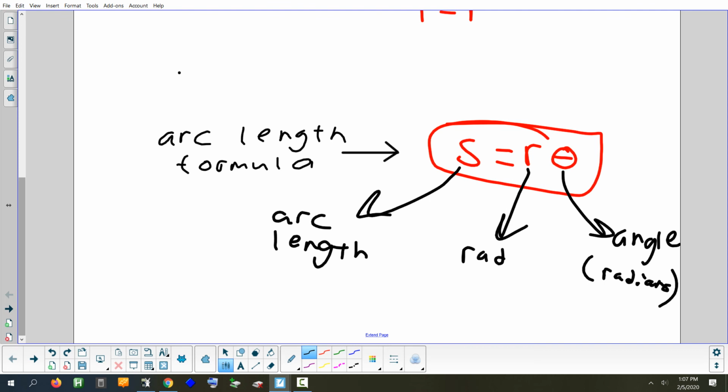Three different kinds of questions I can ask you. I will always give you 2 out of 3 of the variables, and you have to find the third one. So I'll either give you the S and the R, or the R and the theta, or the S and the theta. And you solve for the one you're missing.